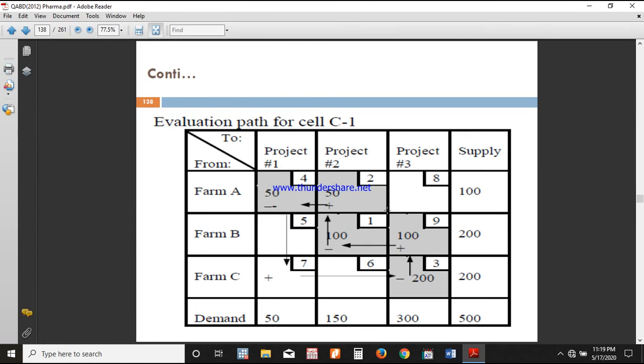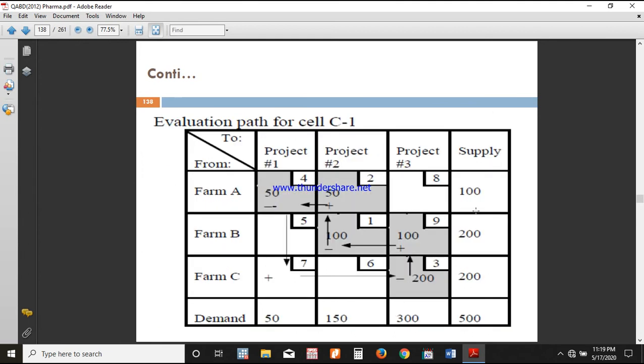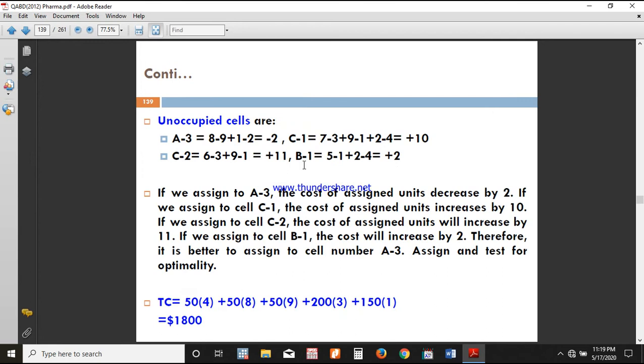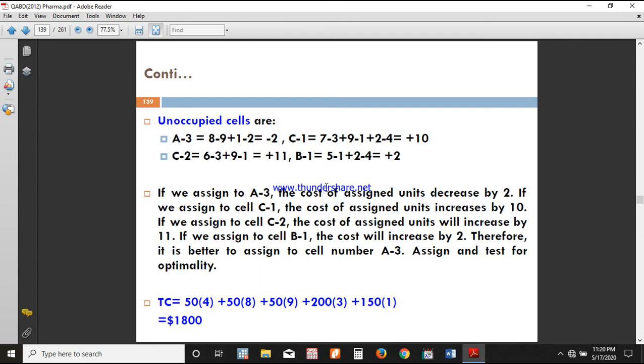Because 50 minus 50 will become 0, 100 minus 50 is 50, 100 plus 50 is 150. Therefore, the A3 value will become 8 minus 9 plus 1 minus 2, which is minus 2. Similarly for B1, you can take plus, minus, plus, minus. Therefore, 5 minus 1 plus 2 minus 4, which clearly becomes plus 2.